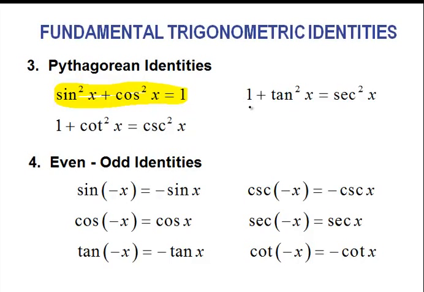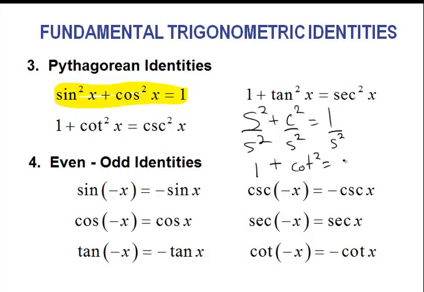If you take sine squared plus cosine squared equals 1, and then divide everything by sine squared, look what you get. Sine squared over sine squared is 1. Well, cosine squared over sine squared is cotangent squared. And then 1 over sine squared is cosecant squared. You just got that identity.